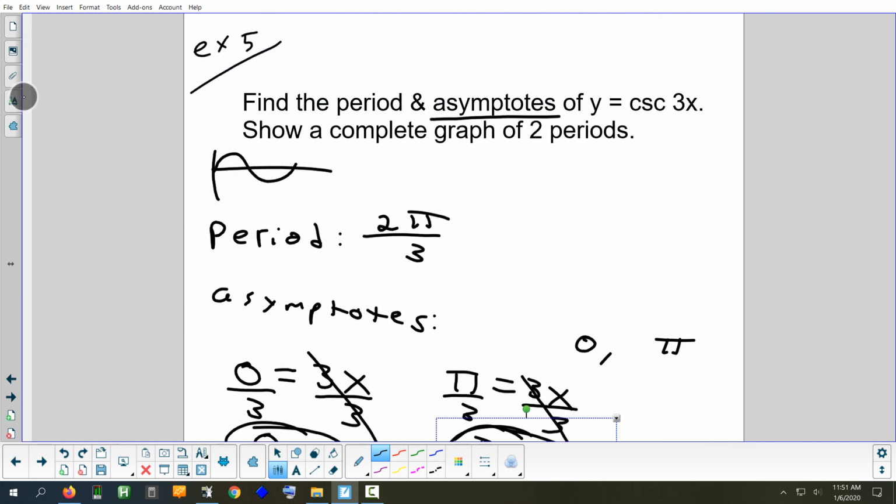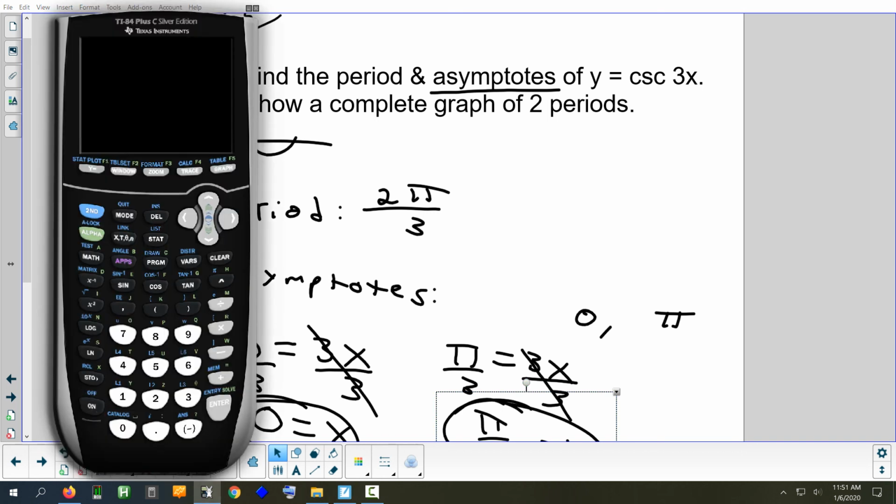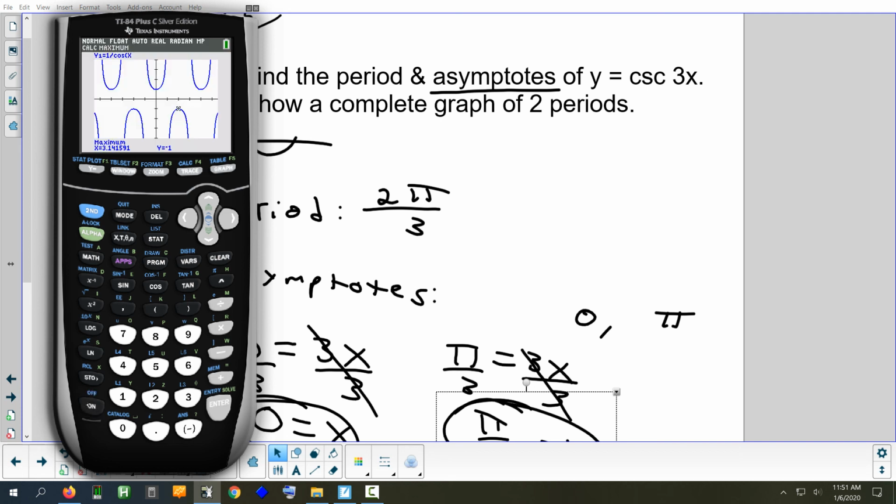Okay, and they wanted me to show a window with 2 cycles. What's going to be the width of my window to show 2 cycles? Yep. 4 pi over 3. So I think the easiest way is just to go 0 to 4 pi over 3. So once we type this in, if we do it right, we should have 2 full U shapes and 2 N shapes. 2 U's, 2 N's. Let's see, cosecant is 1 divided by sine 3x.